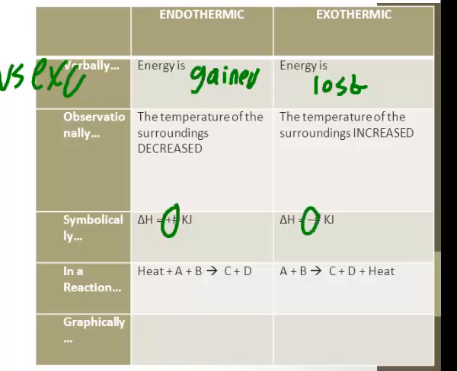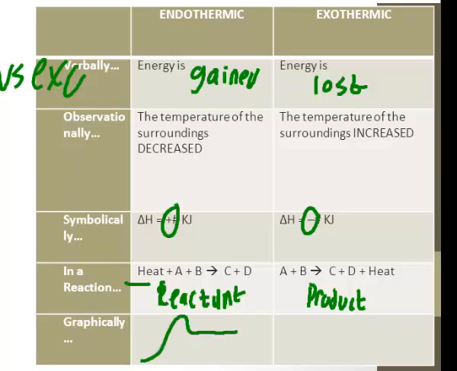And then when you see it in a reaction, heat will be a reactant, whereas in the exothermic, heat will be a product on the right side of that arrow. And then graphically, an endothermic reaction has a positive H, so it's going to look like that, whereas exothermic will dip lower on the right than on the left.